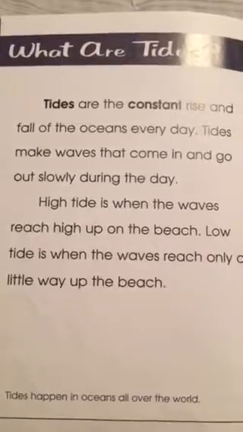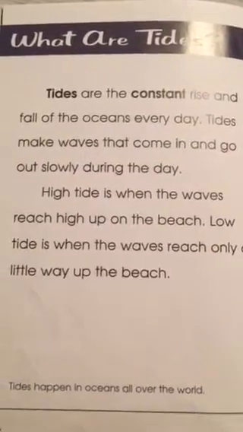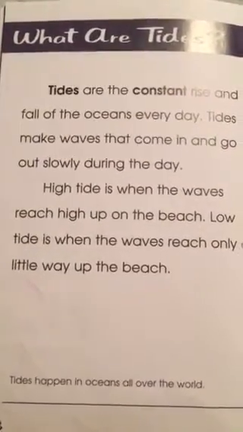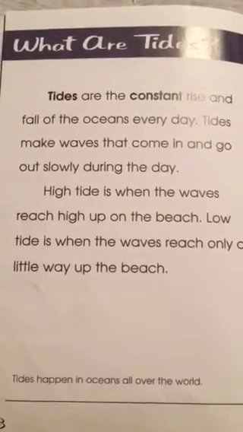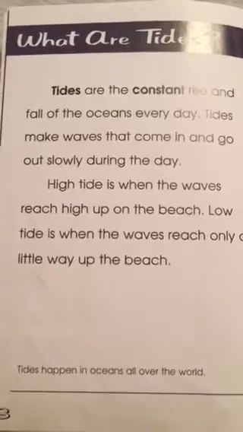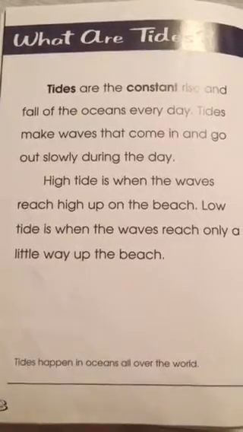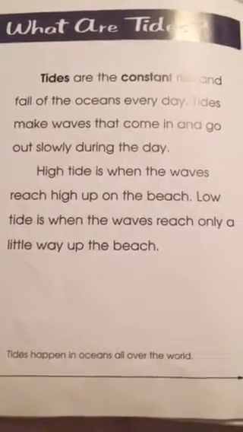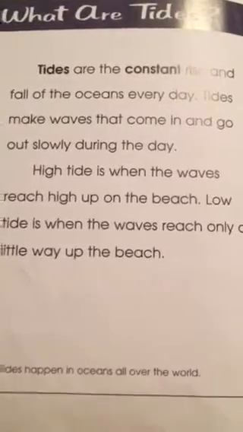What are tides? Tides are the constant rise and fall of the oceans every day. Tides make waves that come in and go out slowly during the day. High tide is when the waves reach high up on the beach. Low tide is when the waves reach only a little way up the beach. Tides happen in oceans all over the world.